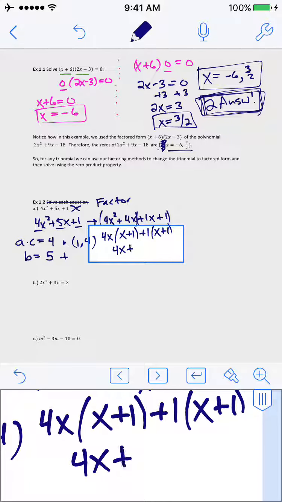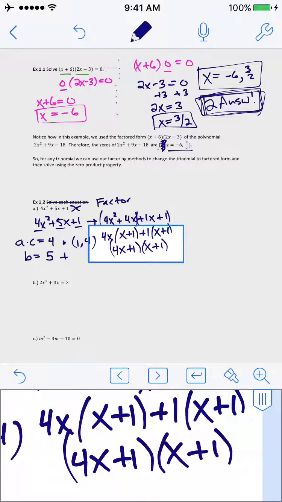I get 4x plus 1 times x plus 1 as my factored form. Now if I was doing just factoring, I'd be done here. Right? Now I actually have to go back and pay attention to that little equals 0 at the end here. So that was my first step.